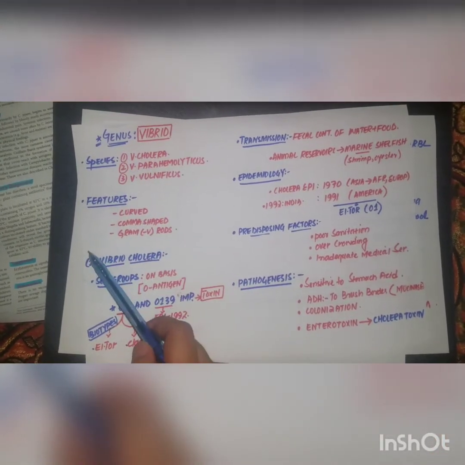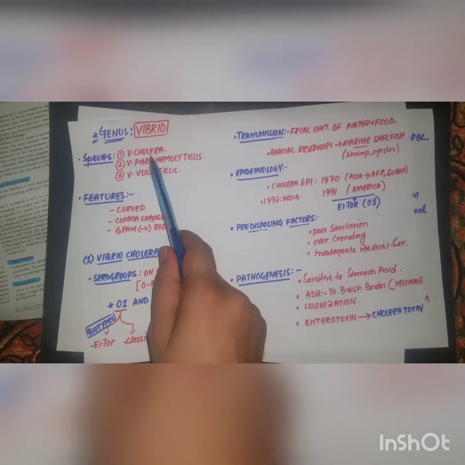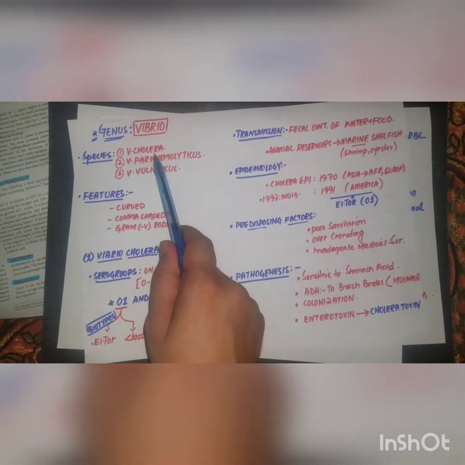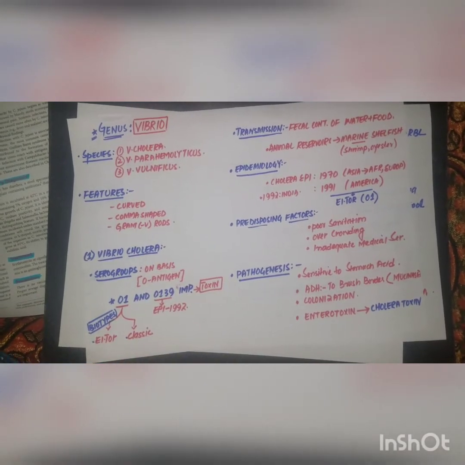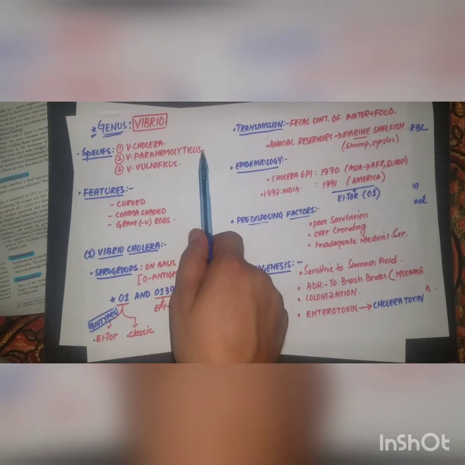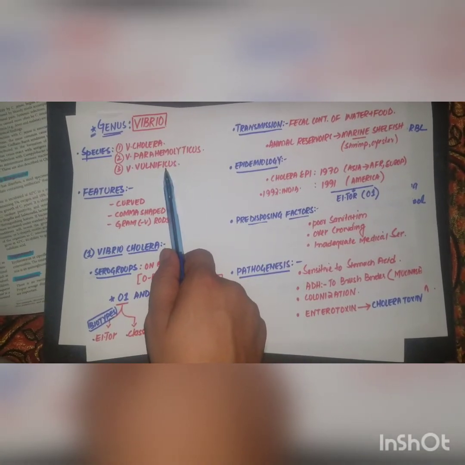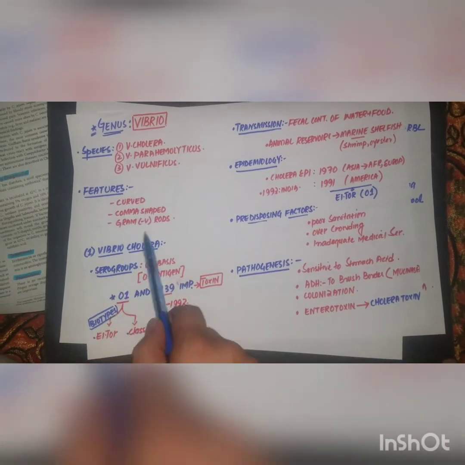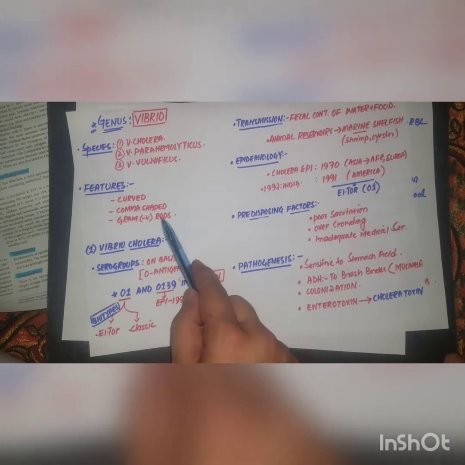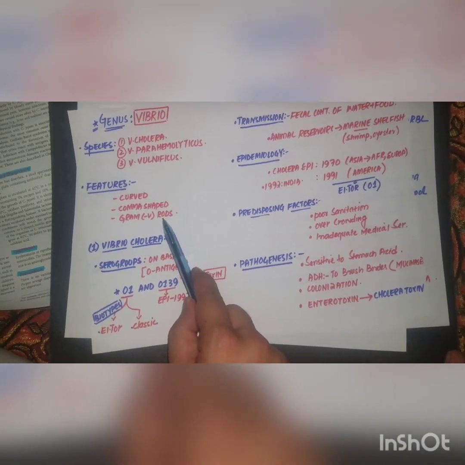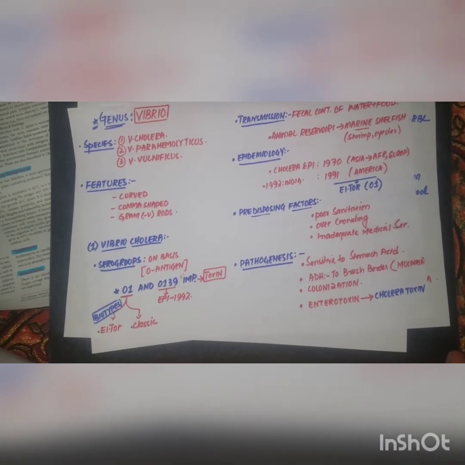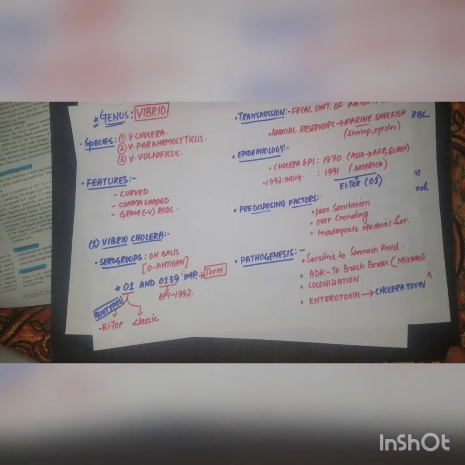Vibrio has three main important species, which are Vibrio cholera, Vibrio parahemolyticus, and Vibrio vulnificus. Of these, Vibrio cholera is most important from the exam point of view, so we will mainly focus on Vibrio cholera. Vibrio parahemolyticus causes diarrhea, and Vibrio vulnificus causes cellulitis. The combined features of this genus are that they are curved, comma-shaped, gram negative organisms. The other feature is that they are oxidase positive, unlike the Enterobacteriaceae, which are oxidase negative.